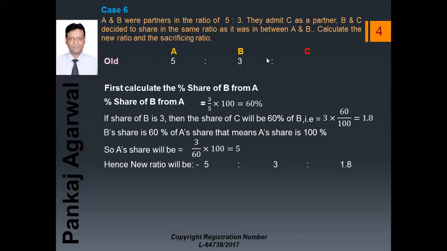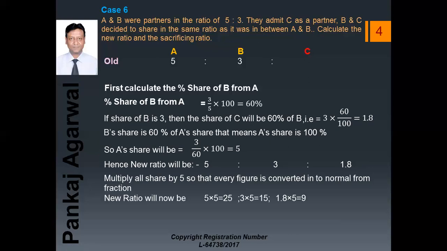So this 1.8 is in fractions. We will make this fraction into a whole number, and to do that we have to multiply this by 5, this also by 5, this also by 5. We will multiply all the numbers by the same number. So the new ratio will be: for A, 5 into 5 is 25; 3 into 5 is 15; 1.8 into 5 is 9. So the new ratio between them is 25:15:9.